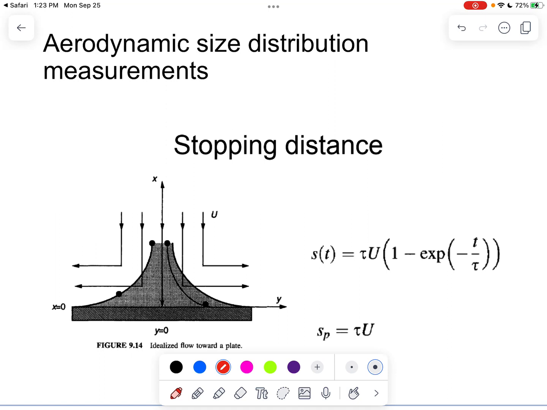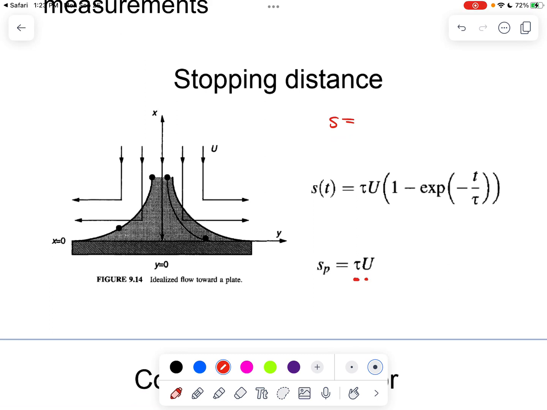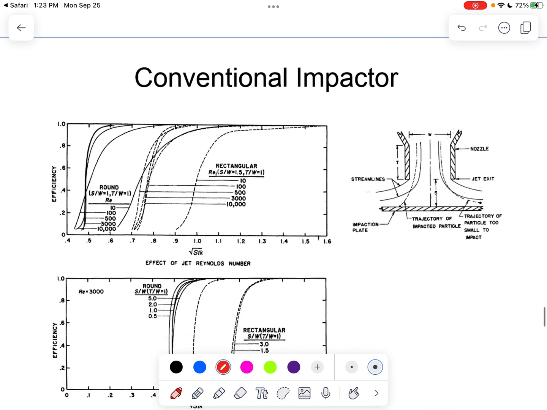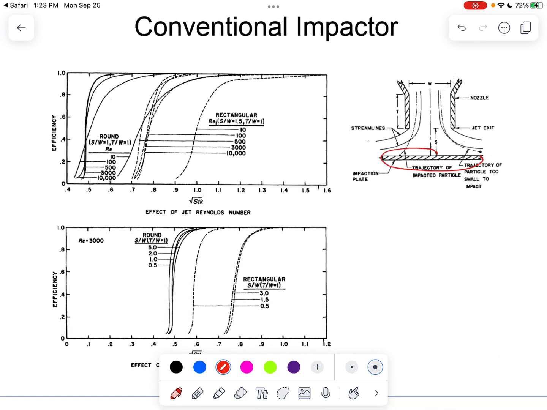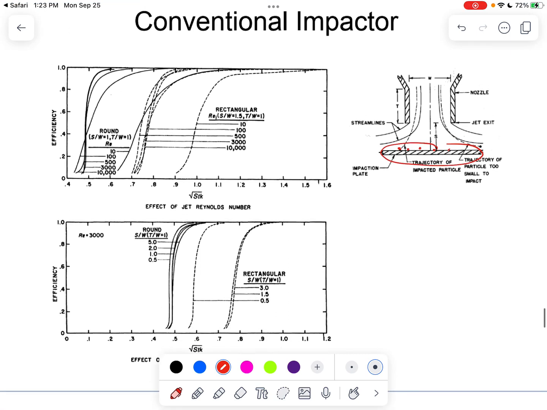After the optical methods, we're going to introduce a little bit about aerodynamic size distribution measurement. Aerodynamic size distribution measurements rely on the inertia of the particles. We introduced earlier that particles have inertia, and because of that they have a stopping distance, which is the product of the relaxation time multiplied by the initial velocity of the particles. Using this mechanism, we can create an obstacle in front of a jet flow of the aerosols. Larger particles with larger inertia will impinge onto the plate. That's called impaction, and smaller particles can escape from the system.